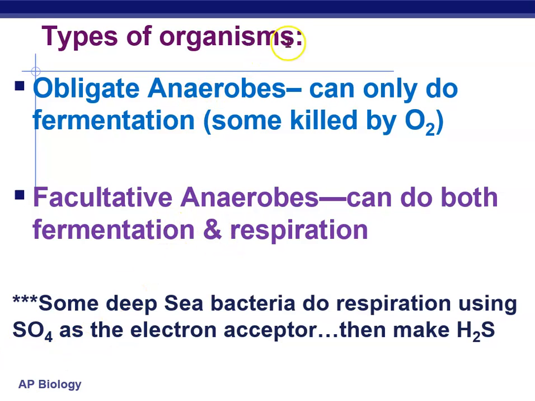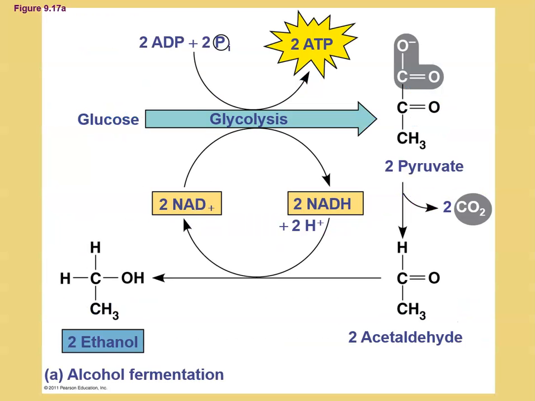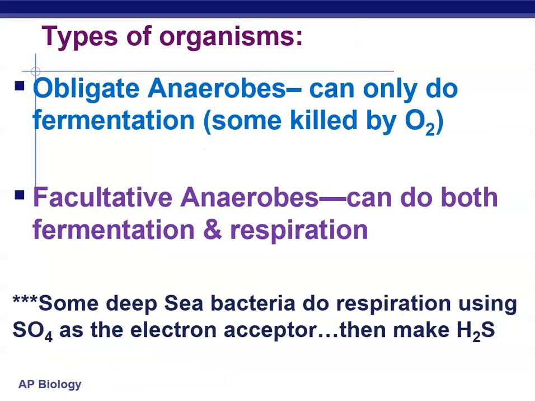There's some different types of organisms. The obligate anaerobes can only do fermentation. In fact, if you put them in the presence of oxygen, it will kill them. So they permanently only do this. Then there's facultative anaerobes. They can actually switch back and forth and do both.